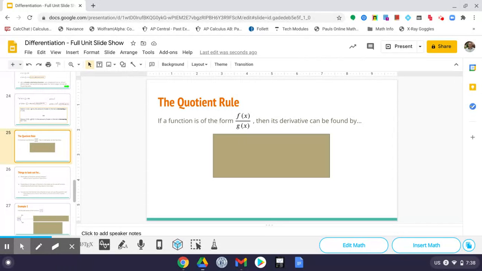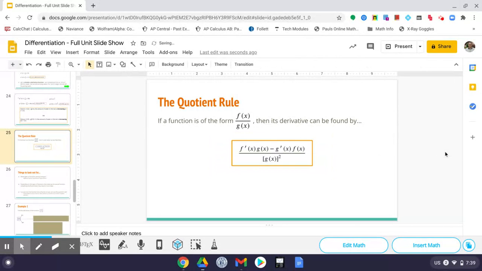But we'll also go through a couple of different examples and things that we should look out for, maybe some tips and tricks to try and get through these as easily as possible. So, without further ado, if we do have a function of the form f of x divided by g of x, then its derivative can be found by this formula. So, this is something that you should absolutely write down, highlight, box, and star.